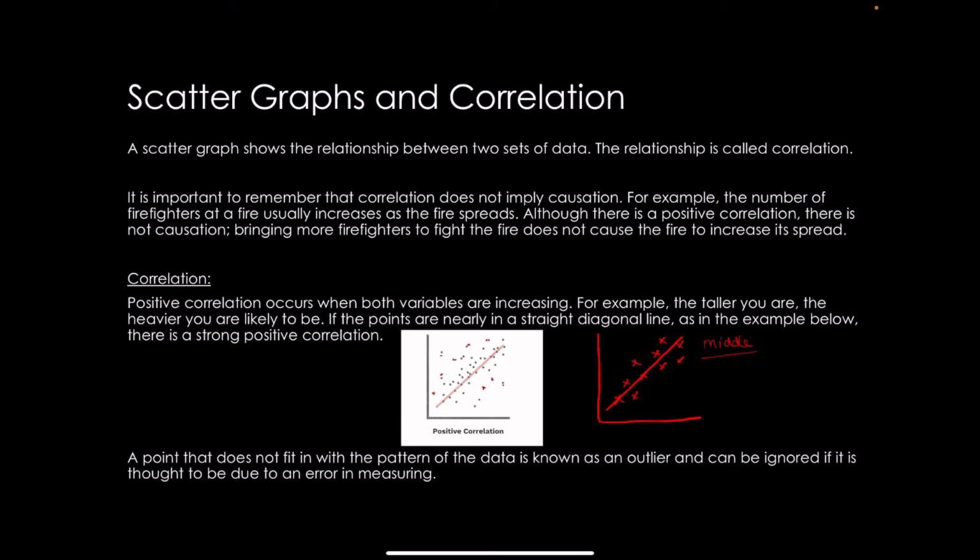So, like I've just mentioned, a point that does not fit in with the pattern of the data is known as an outlier and can be ignored if it's thought to be due to an error in measuring. So we've got quite a few in this example, and you won't normally get that many. You'll normally see quite a nice positive correlation, a little bit like this one.